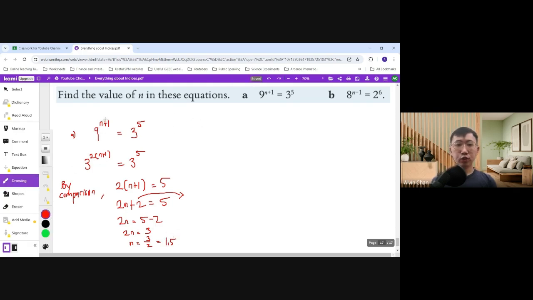1.5, substitute into your n. So 9 to the power of 1.5 plus 1, 9 to the power of 2.5. What is this on the calculator? Let's try 9 to the power of 2.5. You will get 243. Use your calculator and check what is the value of 3 to the power of 5. If they are the same, then they are correct. Yep, 3 to the power of 5 is indeed 243. They are matching, so I knew this 1.5 is definitely correct.